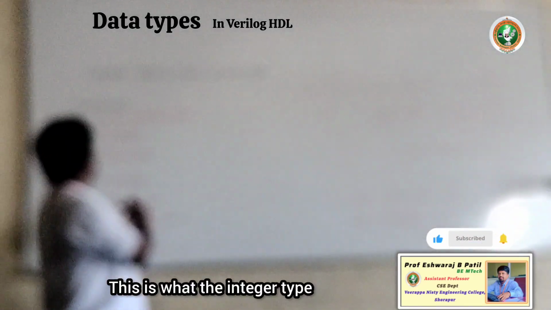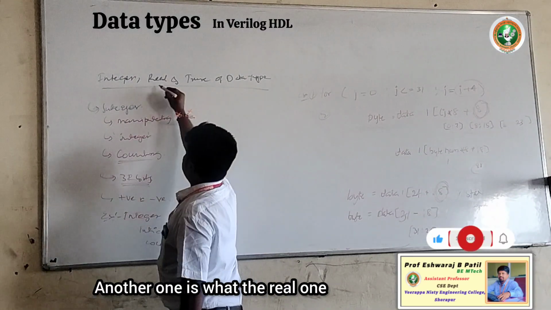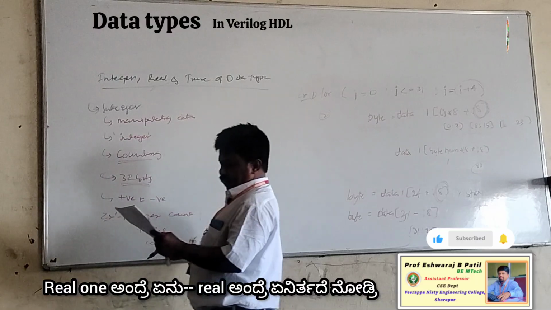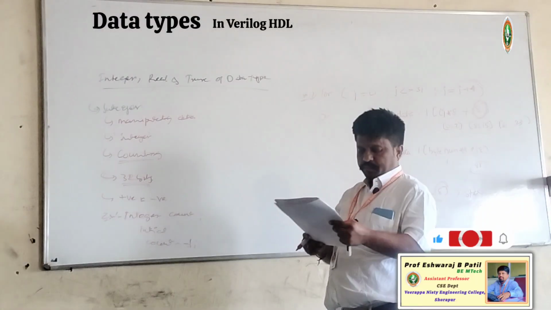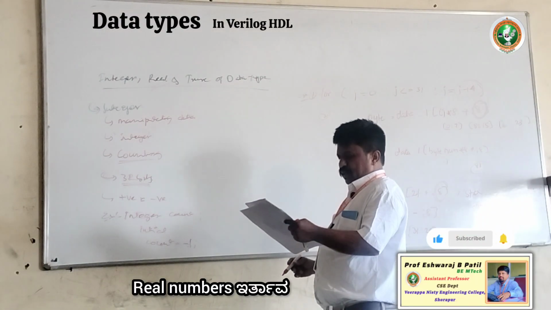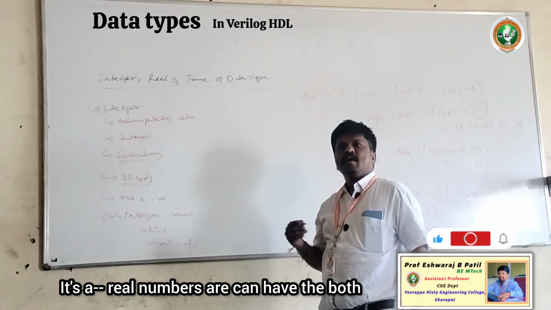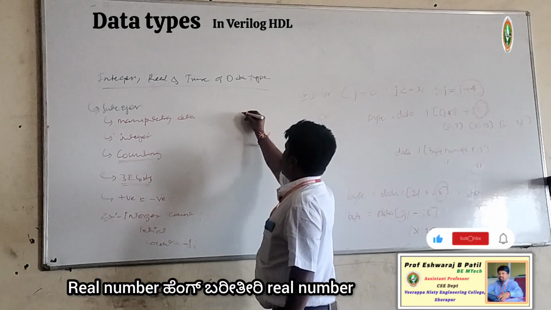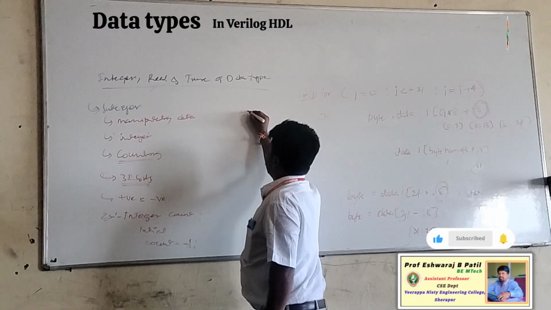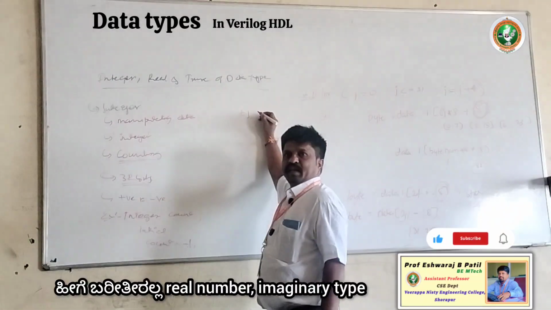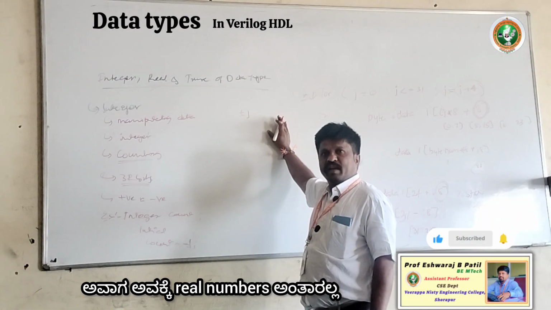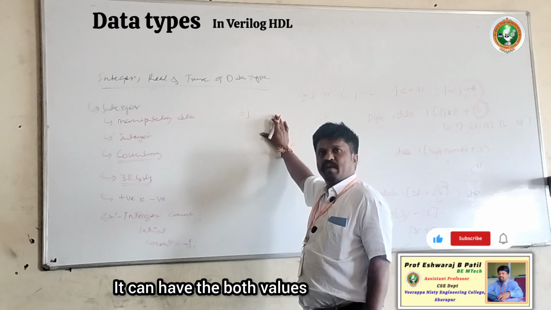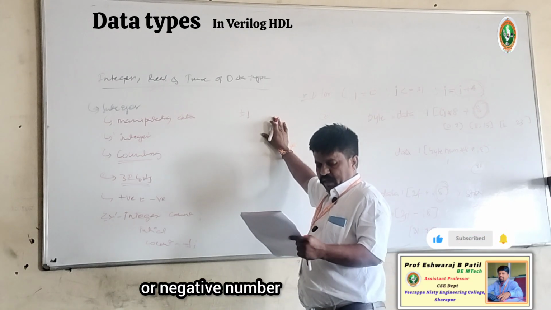This is what the integer type. Another one is what the real one. Real ಅಂದ್ರೆ ಏನು ಇರ್ತದೆ ಹೇಳ್ರಿ? Real numbers ಇರ್ತಾವ. Real numbers can be either positive numbers or negative numbers. Real number ಹೆಂಗ್ ಬರ್ತೀರಿ? ಹಿಂಗೆ ಬರ್ತೀರಿ. Real number imaginary type ಅವಕ್ಕೆ real numbers ಅಂತಾರಿಲ್ಲ. It can have both values, either positive or negative number.